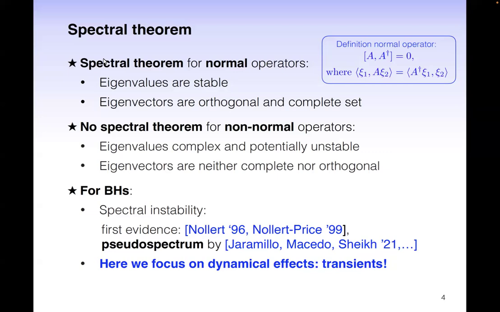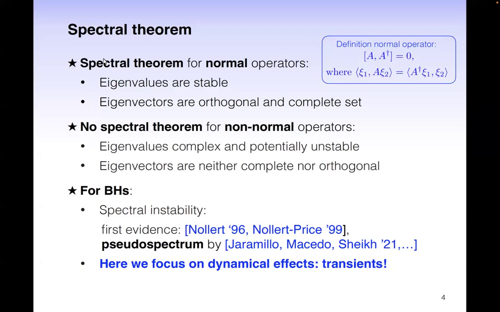And then the second implication is that the eigenvectors of the system are now neither complete nor orthogonal. And in this talk, we will precisely exploit this implication to see transients. It just means that in the usual case, you've got left eigenvectors and right eigenvectors, and they can be different, even in different dimension Hilbert spaces. But it's a matter of understanding what the implications of that are.